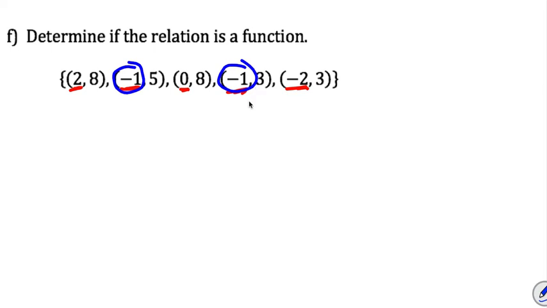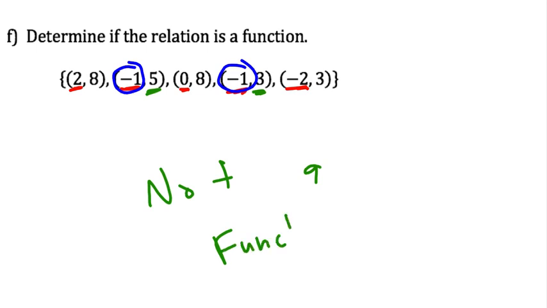Now, if they repeat and they go to different y values, this goes to a 5 and this goes to a 3, then it is not a function. You could have them going to the same values and that's fine, but if they go to different values, remember it has to go to a unique y value. These are not unique. 3 and 5 are not the same, they're different. So this is not a function.